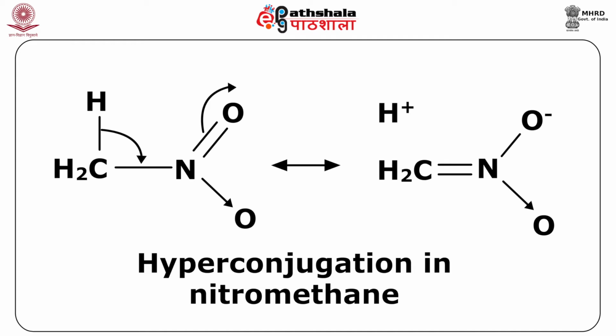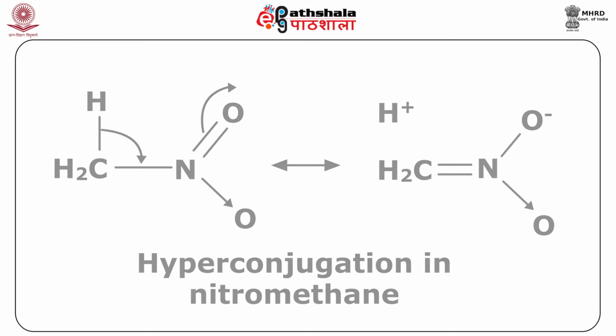So, you can see here the hyperconjugation in nitromethane is as shown here. The C-H bond electrons, the sigma electrons, will move to the C-N, making the C-N into a double bond, and in turn the pi electrons between N and O get shifted to O, giving rise to O minus.